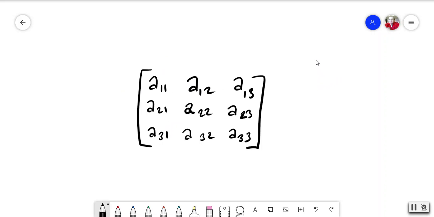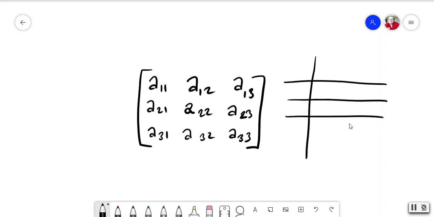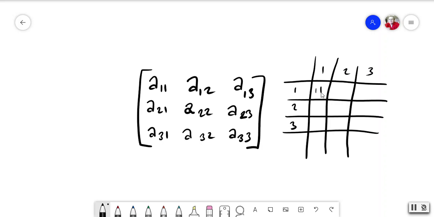You could imagine a graph. If you imagine the matrix being kind of a table like this, where this is row 1, row 2, row 3, column 1, column 2, column 3. So this is 1, 1, 1, 2, 1, 3. 2, 1, 2, 2, 2, 3. See what I mean? 3, 1, 3, 2, 3, 3.